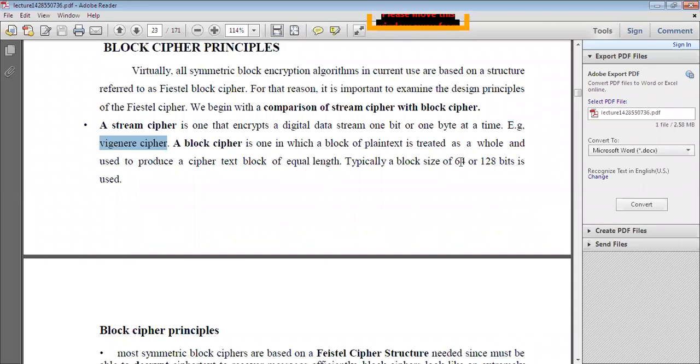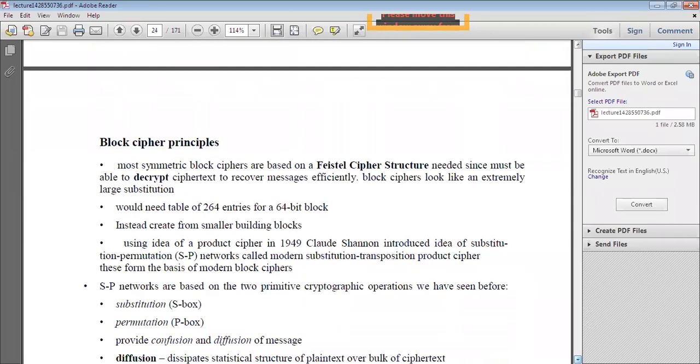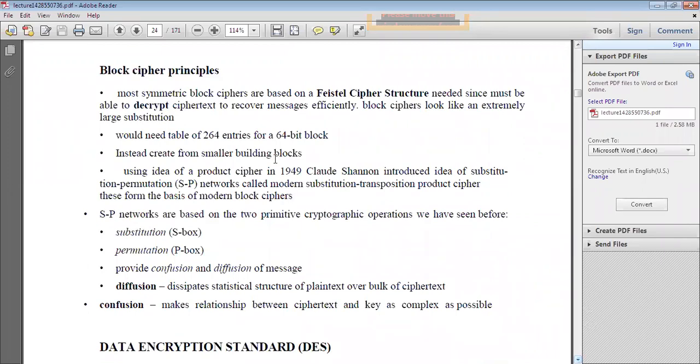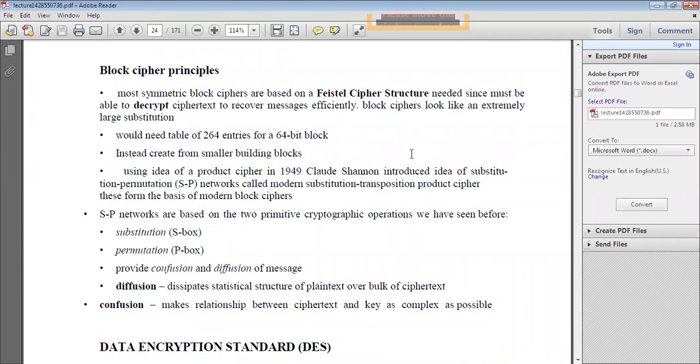So here that is the 64, 128 bits, the block size depending on your choice. So what are the basic principles of block cipher? These are the basic principles of block cipher. First one is related to the Feistel cipher structure.